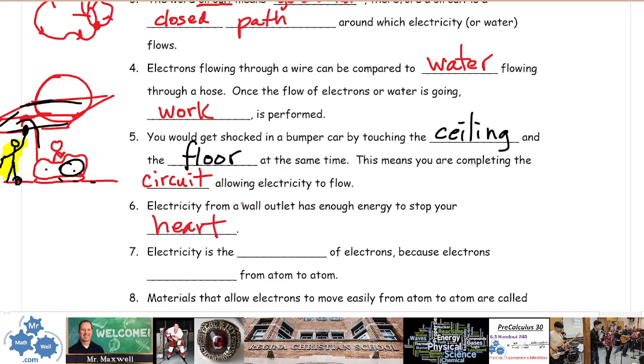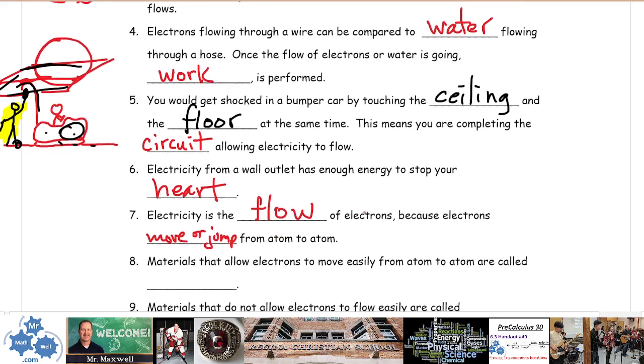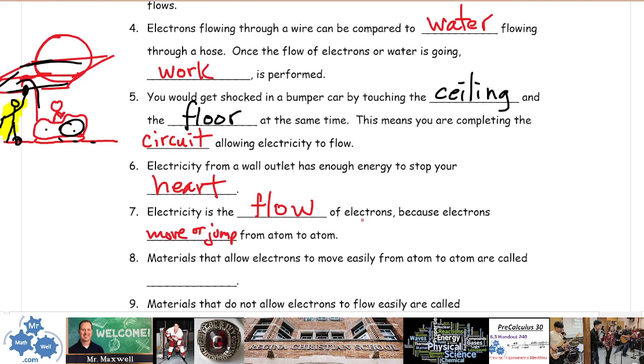All right, number 7. Electricity is the blank of electrons. What'd you put there? Flow is correct. The flow. Because electrons jump or move. So we could put move or jump. Yeah, I like that. Move or jump from atom to atom. Well, instead of flow, you put movement. The movement of electrons, yeah, that's fine, I guess.